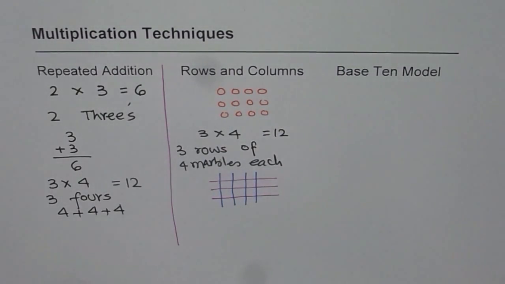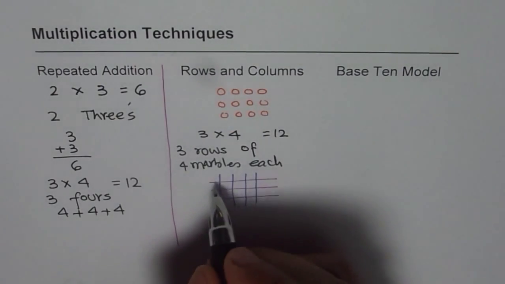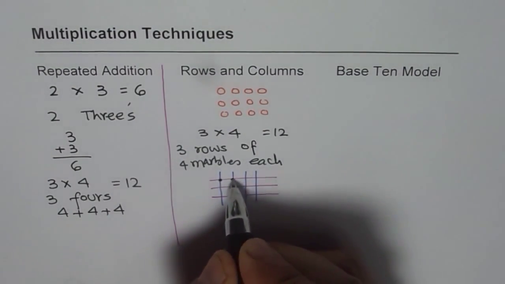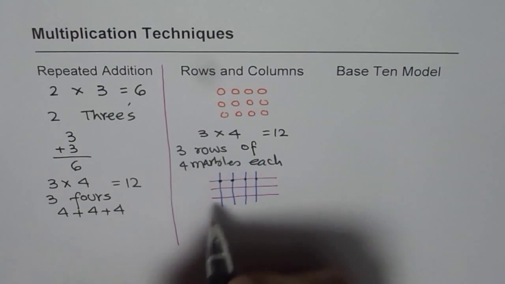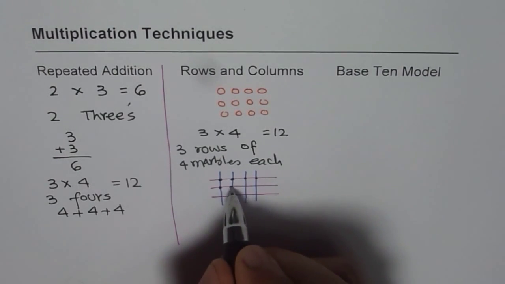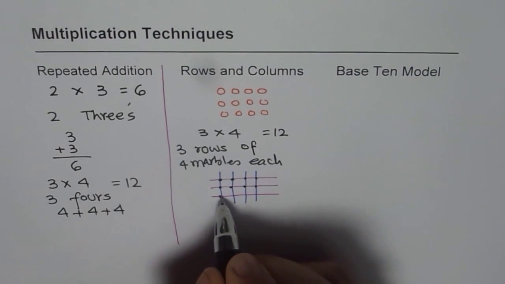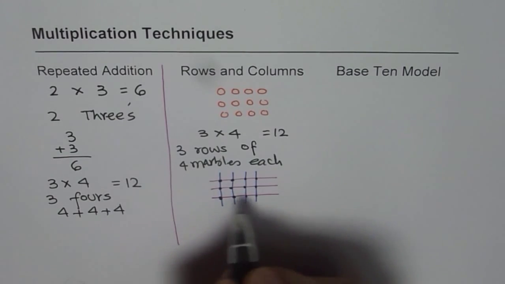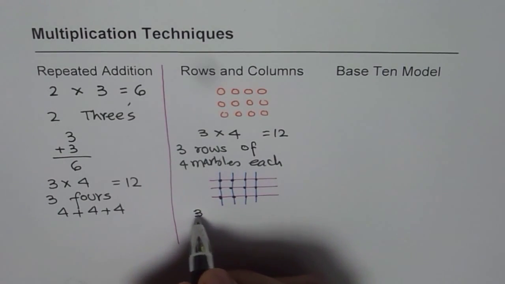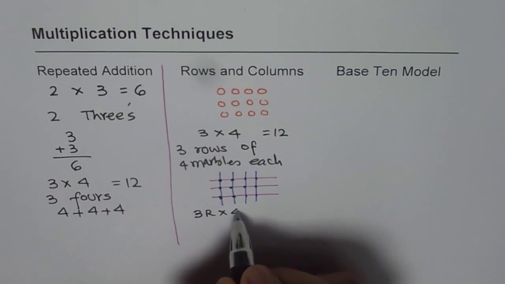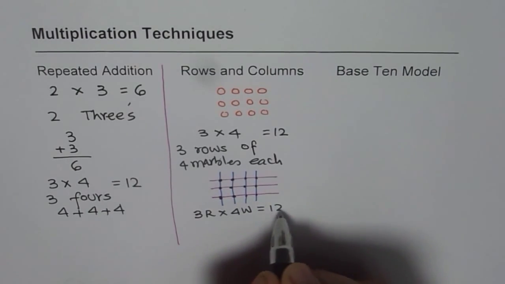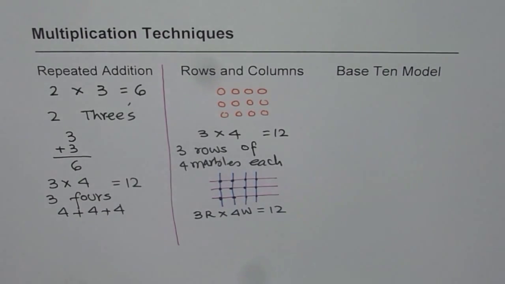And then you can count the number of intersection points. 1, 2, 3, 4. These are a set of 4s. 5, 6, 7, 8, 9, 10, 11, 12. You get the same thing, right? So 3 rows into 4 columns is equal to 12 points. So 3 times 4 is 12. So that is how we can multiply with rows and columns.